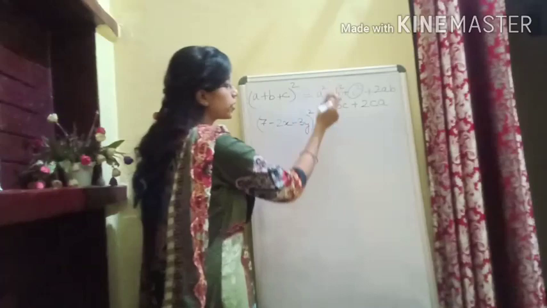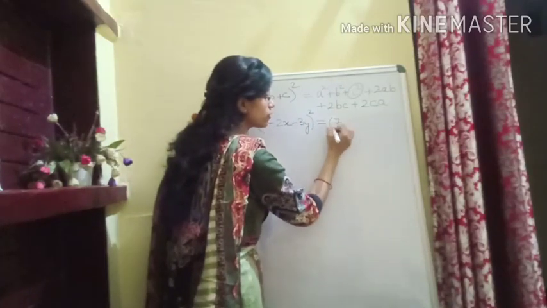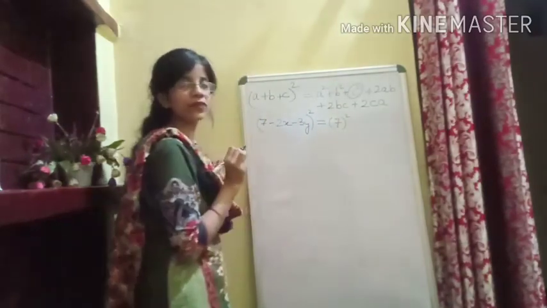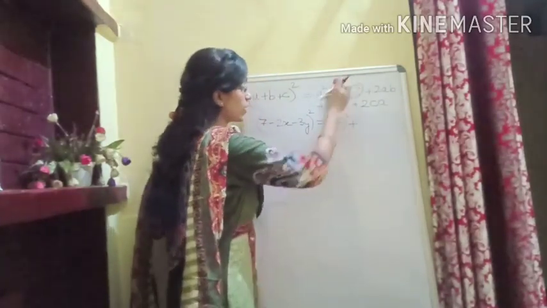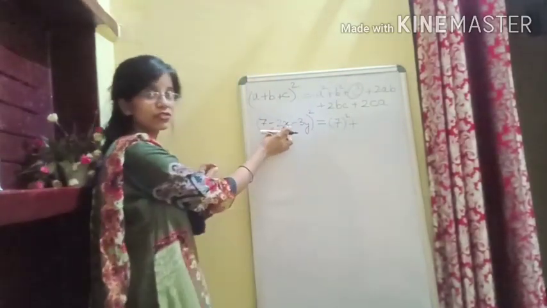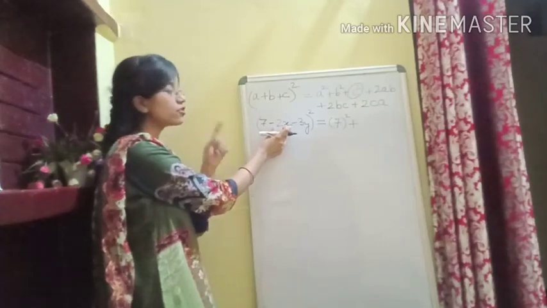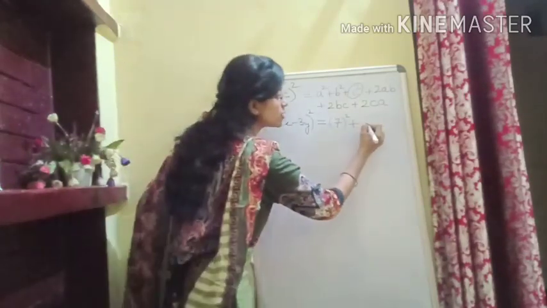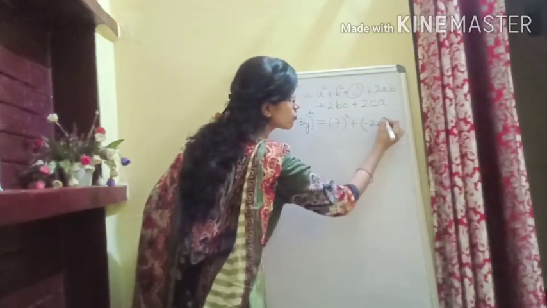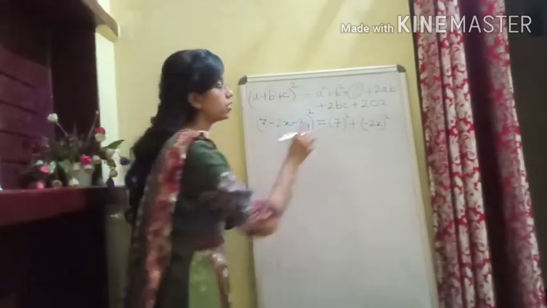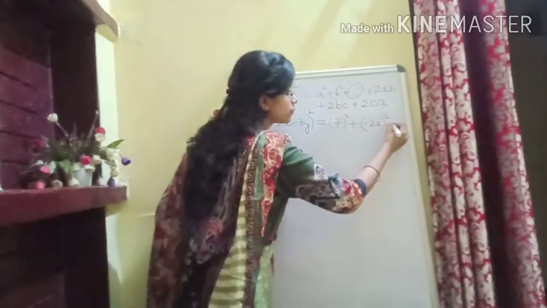7, and the square of it, that is 7 square. Is it okay? Now we have to place plus. Next is b square. What is our b? 2x or minus 2x? It is minus 2x. So b is minus 2x and we have to square it. Is it clear, everyone?